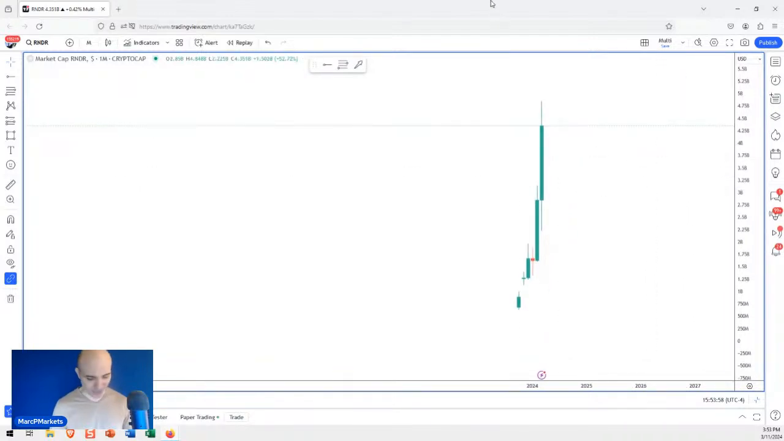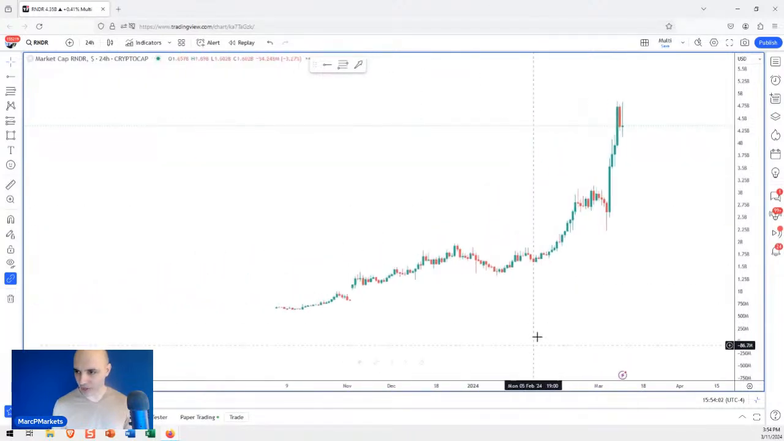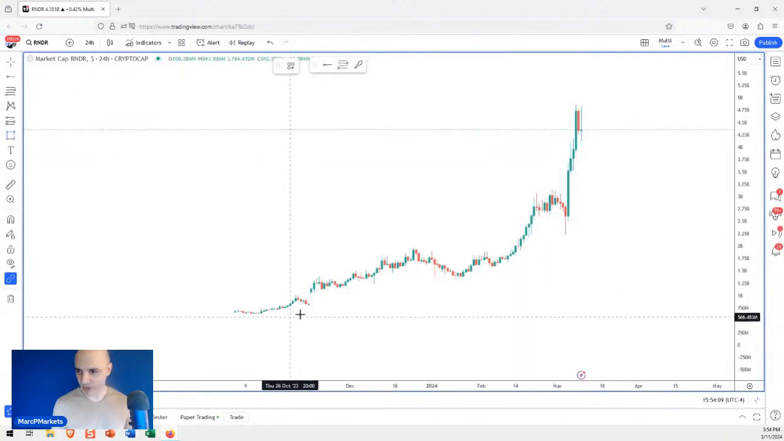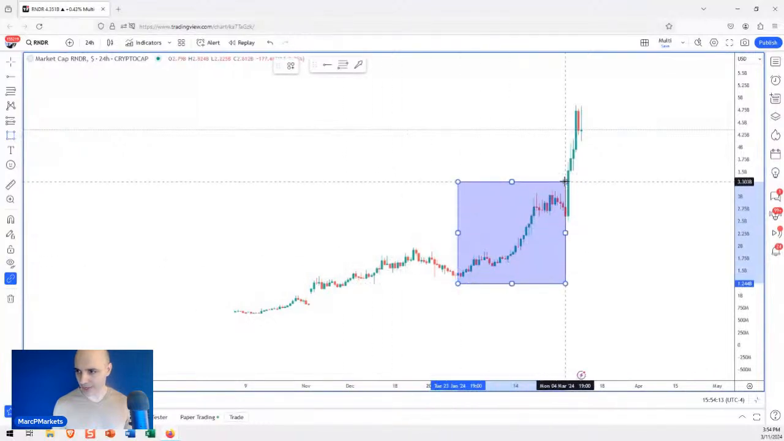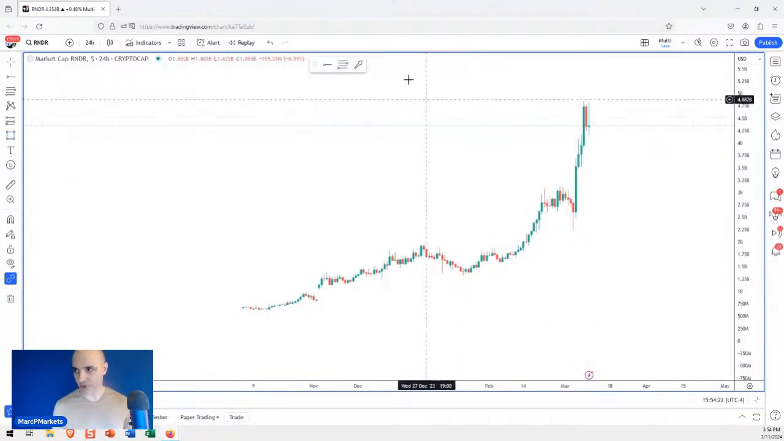Okay, that's the monthly. Let's take a look at a daily. It's a vertical line. So this is RNDR. Wow, that's a nice looking chart. You can easily see the waves here. 1, 2. That's wave 2. This is wave 3. 1, 2, 3, 4, 5. This is wave 4, this pullback, and this is 5. That's pretty clear to see, right?